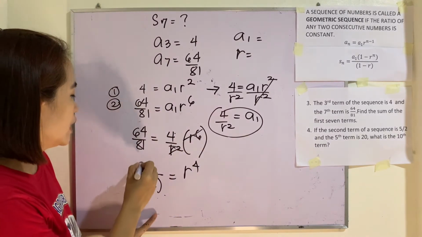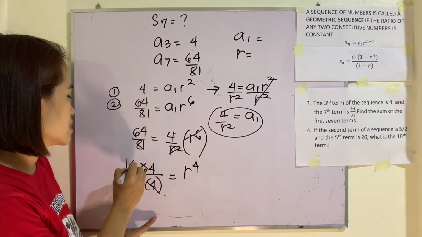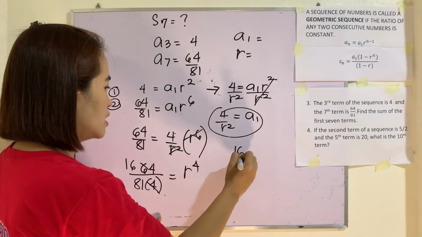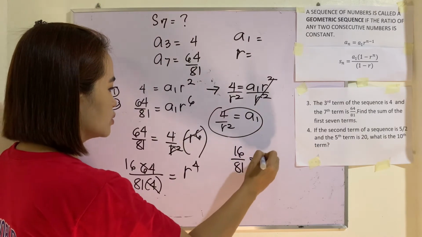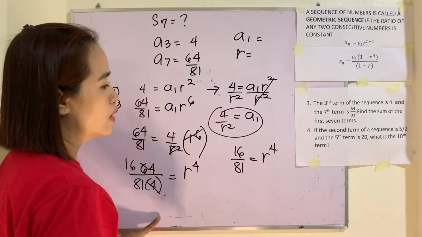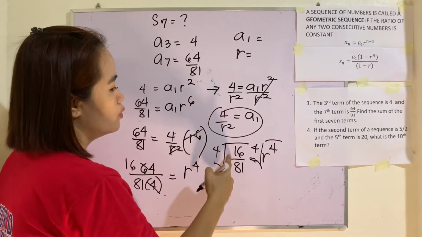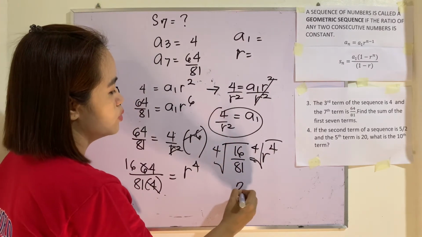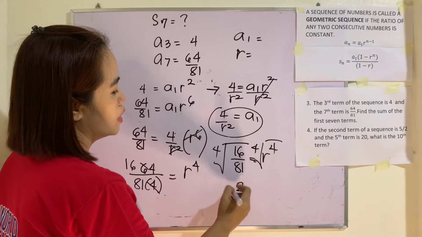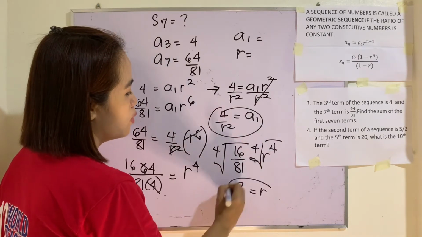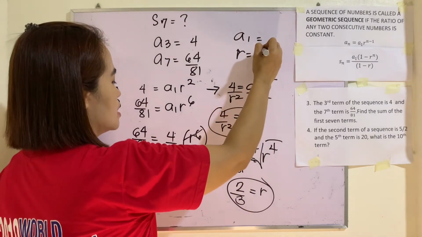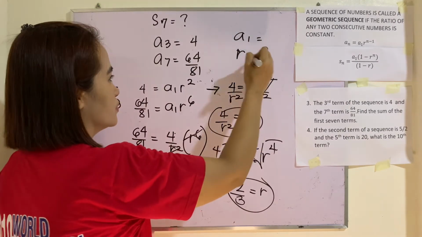So therefore, I can now cancel this one also. This one is 16. So we have 16 over 81 is equal to r raised to 4. Getting the fourth root, the fourth root of 16 is of course 2. The fourth root of 81 is of course 3. So our common ratio is 2 over 3.